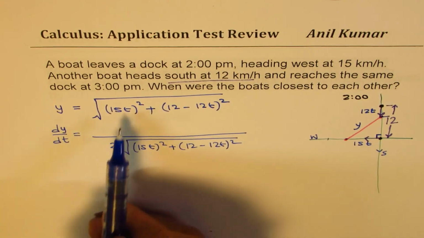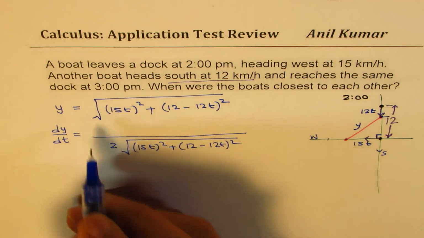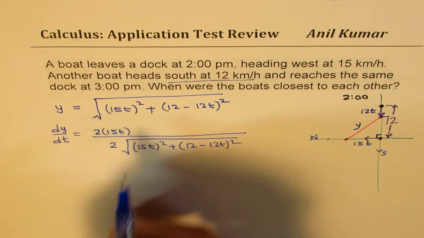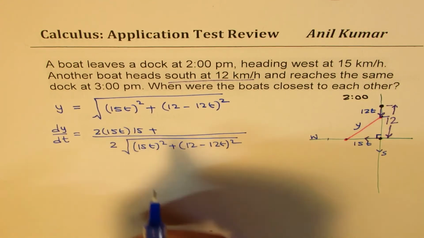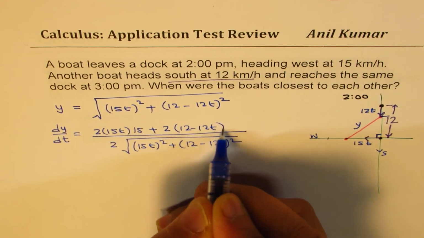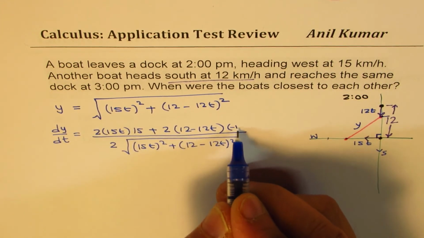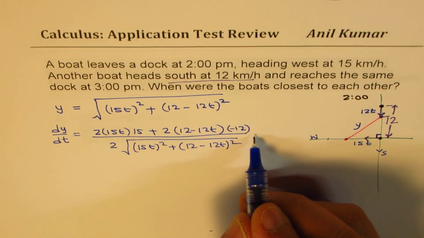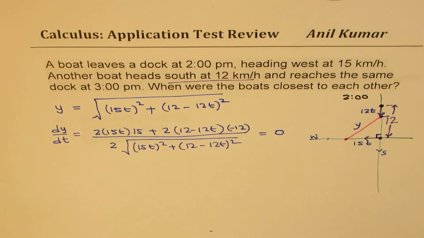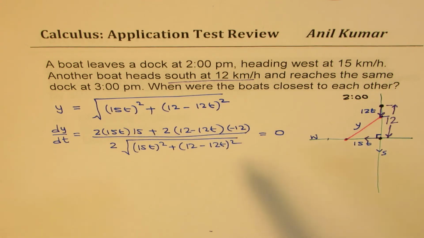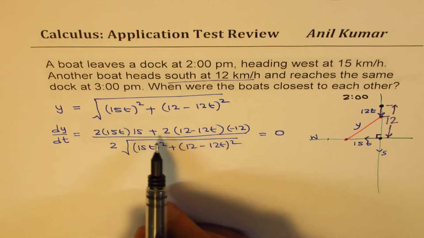And in the numerator, we get the derivative of each, so it is 2 times 15t times the derivative of the inside function, which is 15, plus here we get 2 times (12 minus 12t) times the derivative of the inside function, which is minus 12. And for the critical number, this has to be 0. Perfect. That means the numerator is 0, correct? So we can now write the numerator as 0.